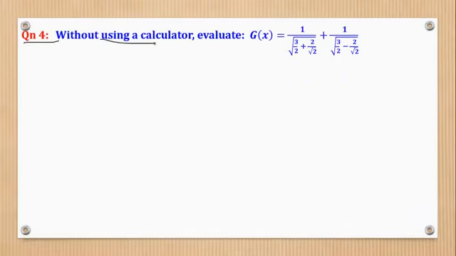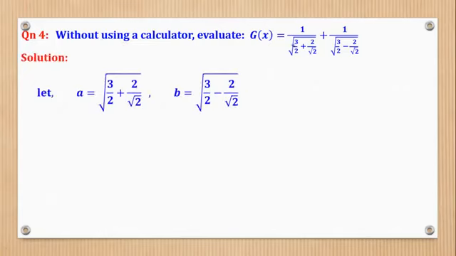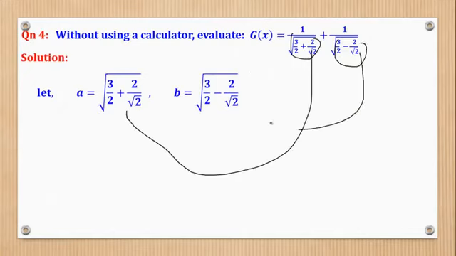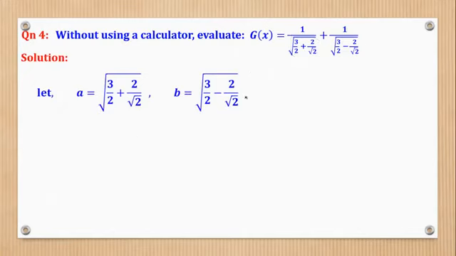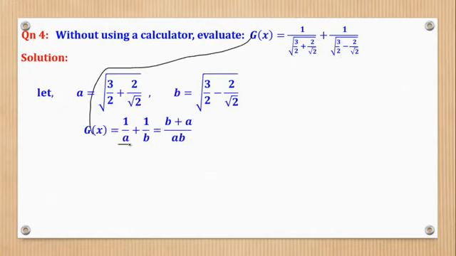Question 4, without using a calculator, evaluate this. So this was tricky, but we are supposed to let this first part be A and this part be B. It means that now g(x) becomes 1 over A plus 1 over B. Get the LCM, which is AB, you remain with B plus A.